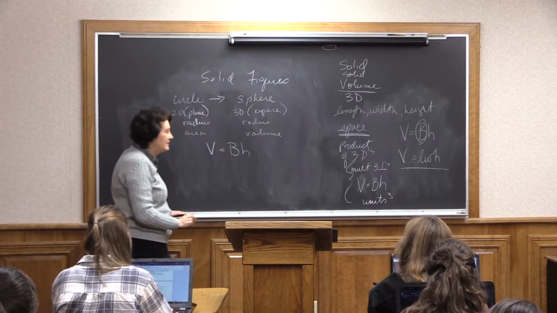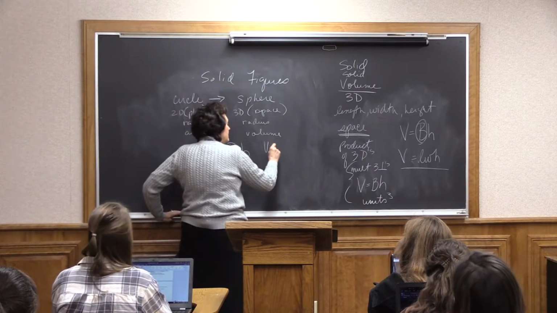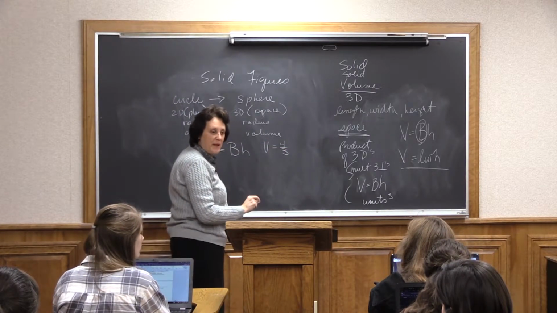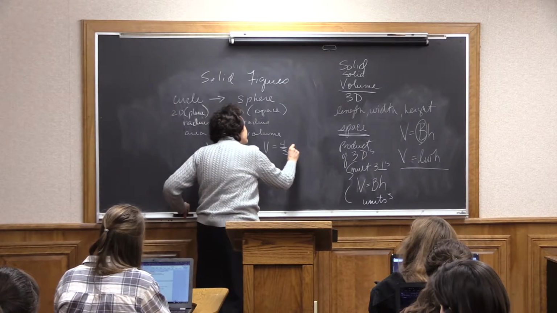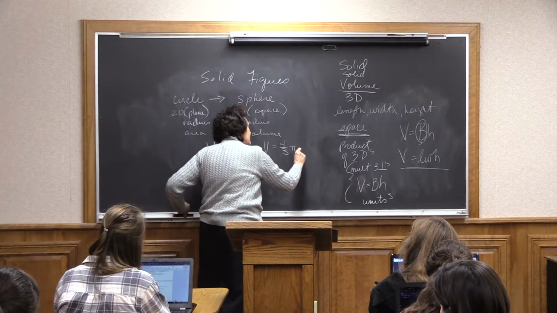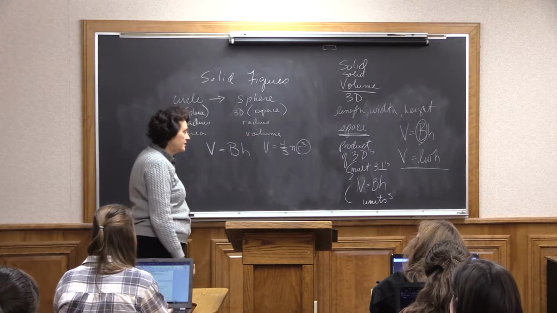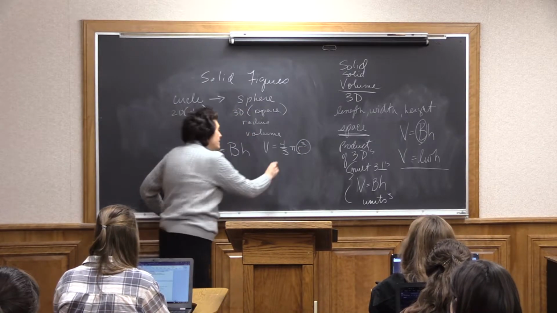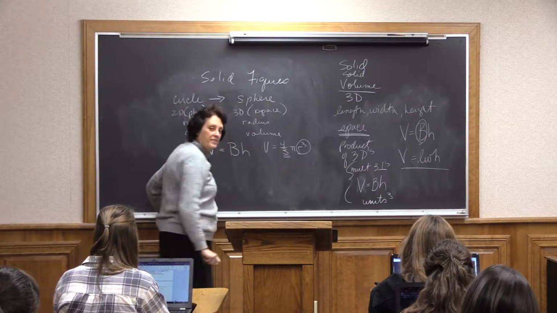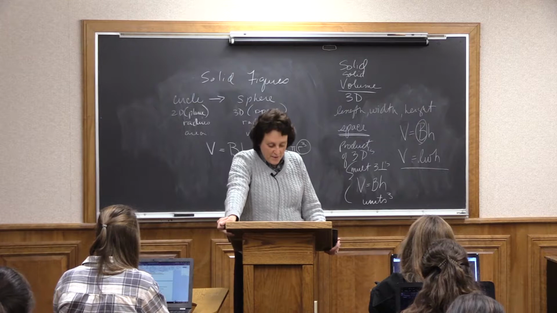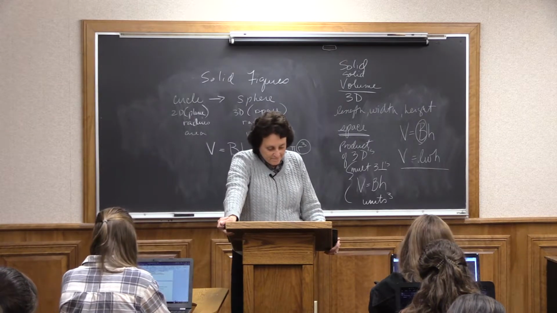Yes? 4/3 times. 4/3 what? 4/3 times. What do we have to have? Pi? Mm-hmm. Times radius cubed. Yes. 3 dimensions. Okay? 4/3. 4/3. Okay? 4/3.